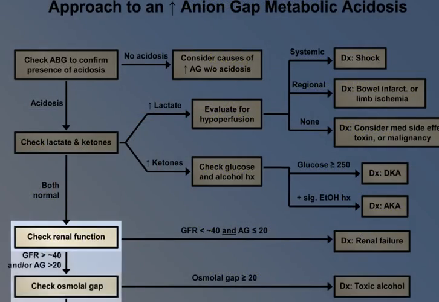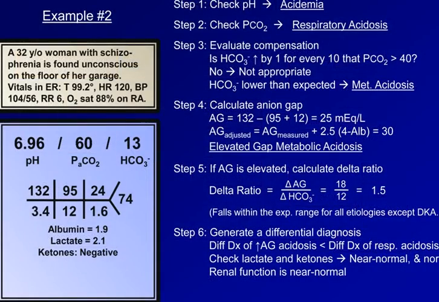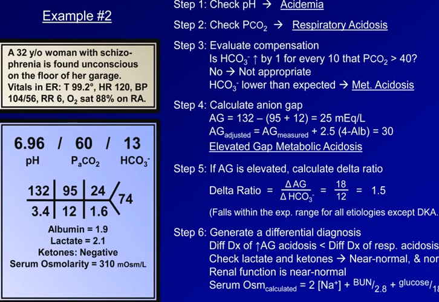The next step is to check the osmolar gap. Remember that the osmolar gap is the difference between the measured serum osmolarity and the calculated serum osmolarity. Serum osmolarity here is measured at 310 milliosmoles per liter, which is elevated. Calculated serum osmolarity, however, is equal to 2 times the sodium plus the BUN divided by 2.8 plus the glucose divided by 18. Plugging in the values for this patient, we get a normal 277 milliosmoles per liter. This gives us a gap of 33.